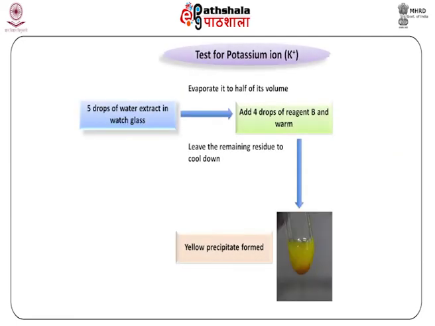Second method for confirming the presence of potassium is done by taking 5 drops of water extract in a watch glass and then evaporate it to half of its volume and then leave the remaining residue to cool down for some time. Then add 4 drops of reagent B and warm if necessary. Yellow precipitate is formed, which is insoluble in dilute acetic acid. This indicates the presence of potassium ion.